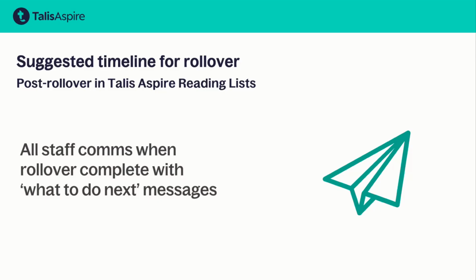So once rollover is over, again, this has come from the University of Worcester, so we thank them for that. Communications are sent out to your teaching staff when it's complete, with a brief reminder of what they're expected to do next. If you publish a draft, they go in, review their list, make sure everything's updated, and hit publish. If it's published, you'll want to still be reminding them that they should go in and update their reading.